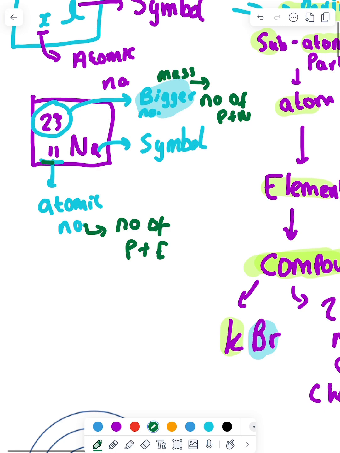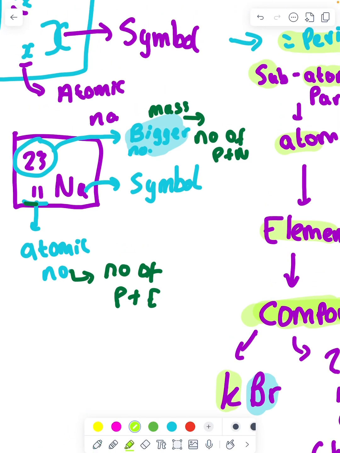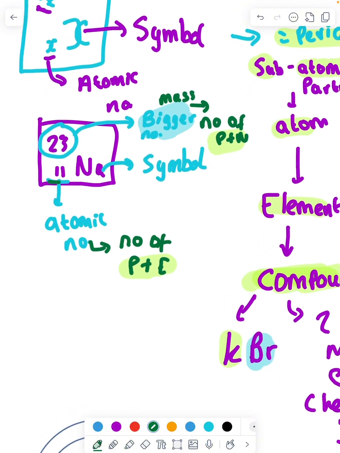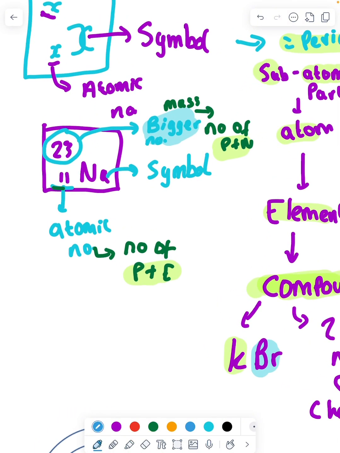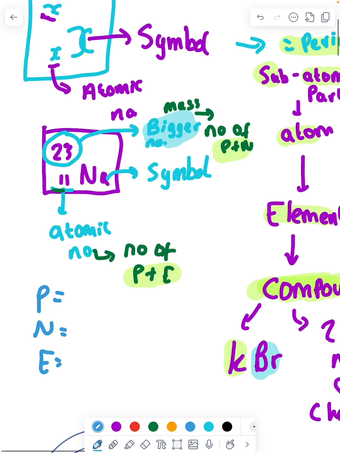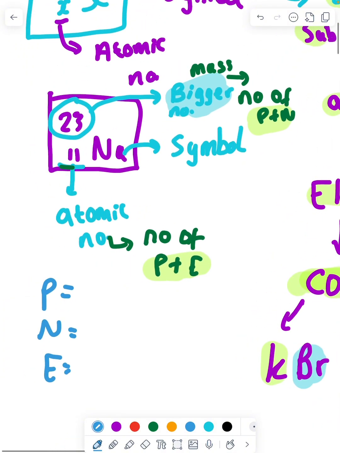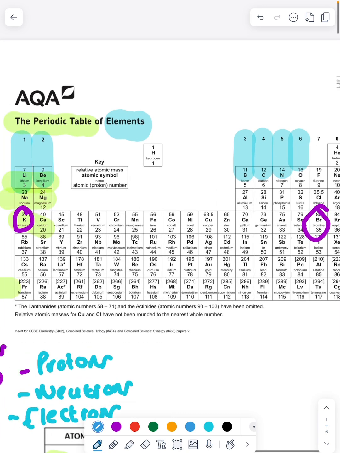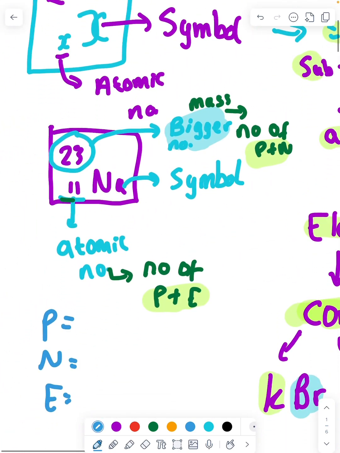But mass number tells us the protons and neutrons, and the atomic number tells us the number of protons and electrons. Now, using this information, we can figure out the number of protons, neutrons, and electrons in this sodium. And this is how you do it, right? Again, this is quite straightforward, but it doesn't matter which element they give you on this periodic table. It's the same working out every single time. The only thing that changes are the numbers, right?